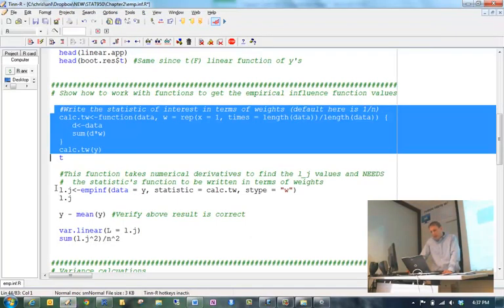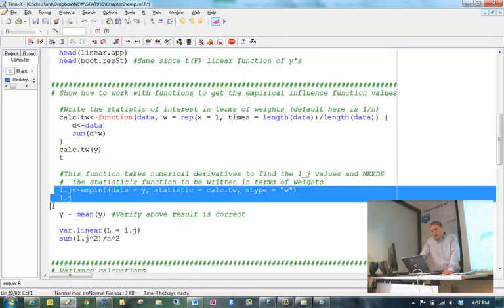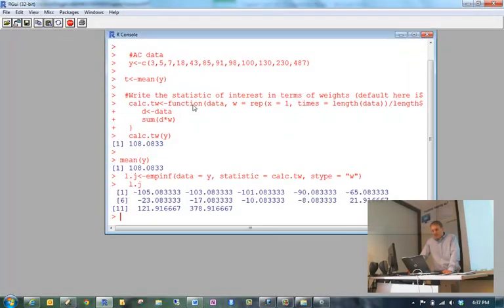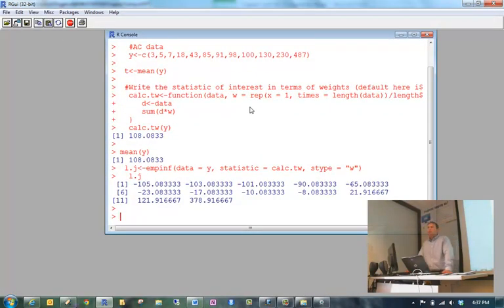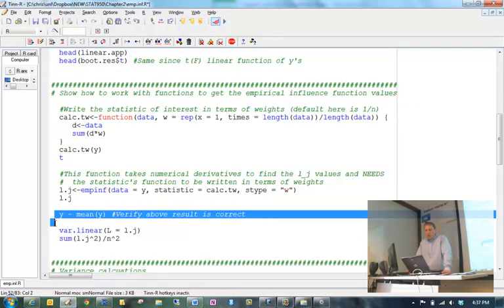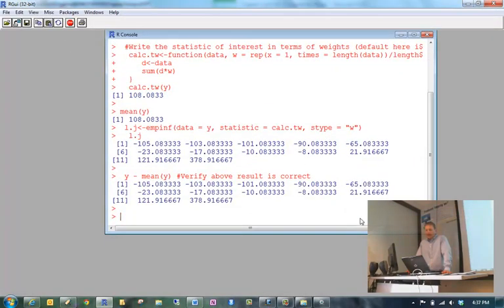Okay. So I'm now going to use the empinf function and put the results in L.j. There are my empirical influence values. So we're taking numerical derivatives. We derived them to be y sub j minus y bar. Let's check to see if I get the same thing, and yes I do. So you can see that this function can be quite helpful. It saves you some derivations.